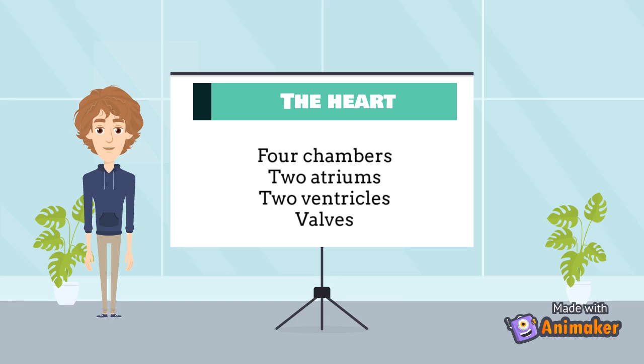The four chambers are called the left atrium, the left ventricle, the right atrium and the right ventricle. The left atrium receives deoxygenated blood from the body and the right atrium pumps oxygenated blood to the body. The left ventricle, on the other hand, pumps blood to the lungs while the right ventricle receives blood from the lungs.